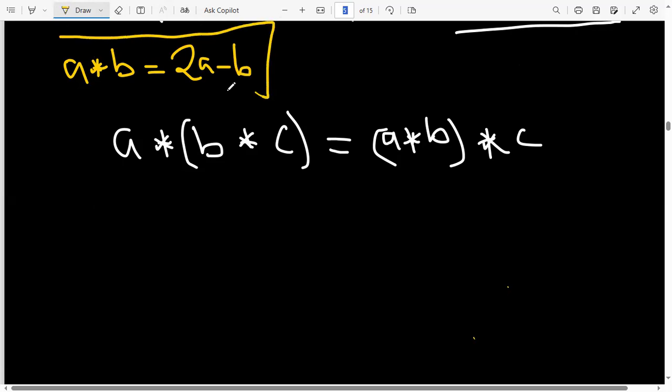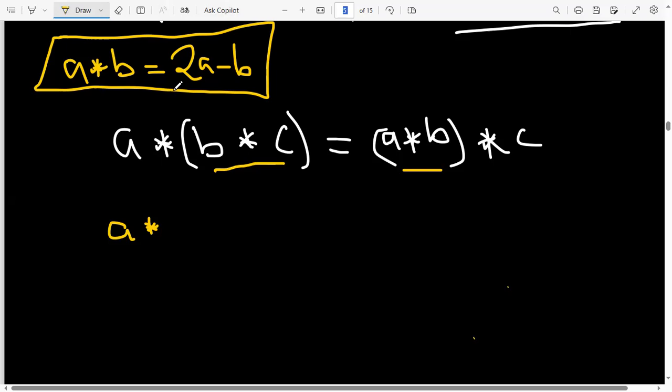Okay, so it's just the A's and the B's that are going to be changing, but it's the same. Here we start with what is in the bracket, and here we also start with what is in the bracket. So this will be A star. What is B star C? We are using this definition here.